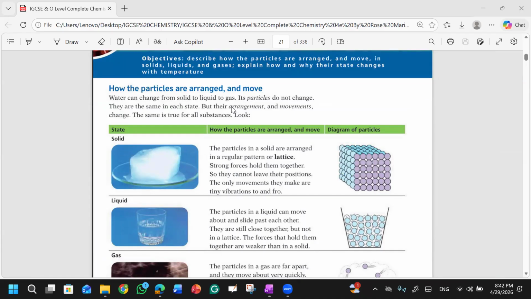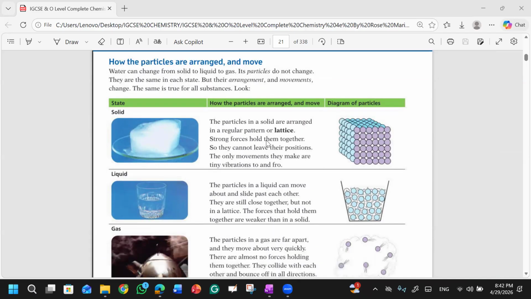I'm not sure about the lattice. Okay. So in solids, when we talk about the solids, there is a regular arrangement.